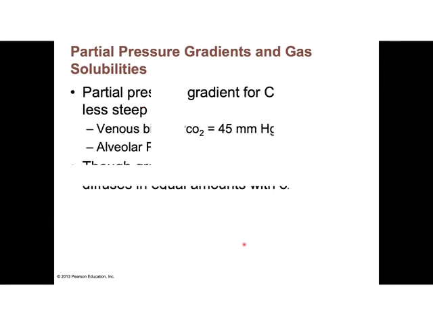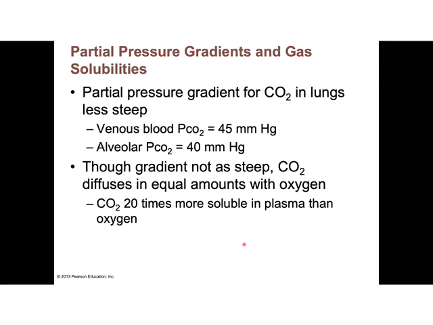CO2 is a little different. The gradient's not as steep, but the solubility properties are very different. Okay? So the CO2 diffuses in equal amounts with the oxygen because the carbon dioxide is 20 times more soluble in plasma than the oxygen is, and that's for a couple of reasons. Number one, it forms carbonic acid all by itself when it comes into contact with water. And number two, there happens to be an enzyme inside the red blood cells that converts the carbon dioxide in water into carbonic acid very rapidly.